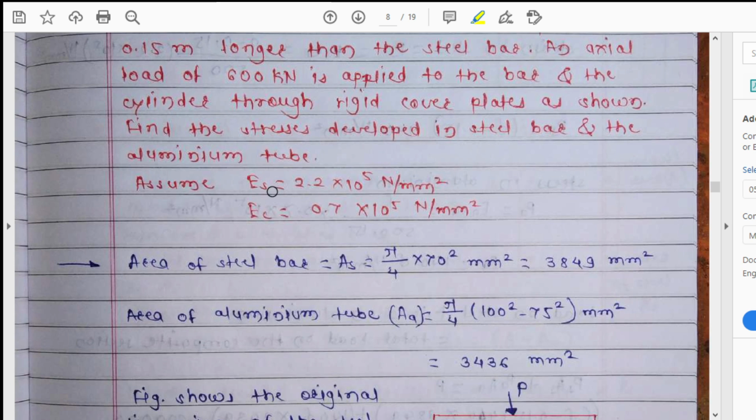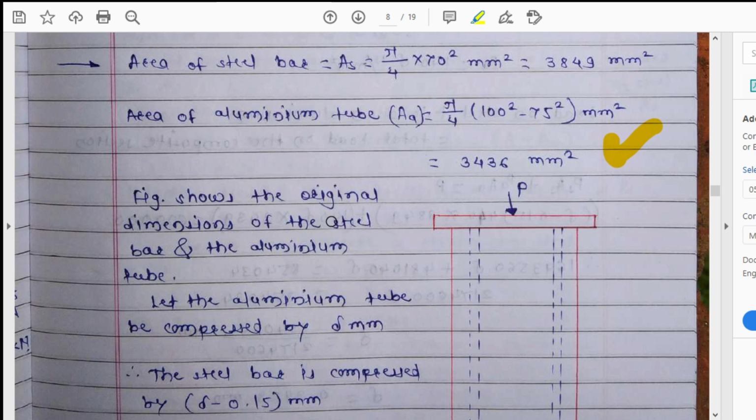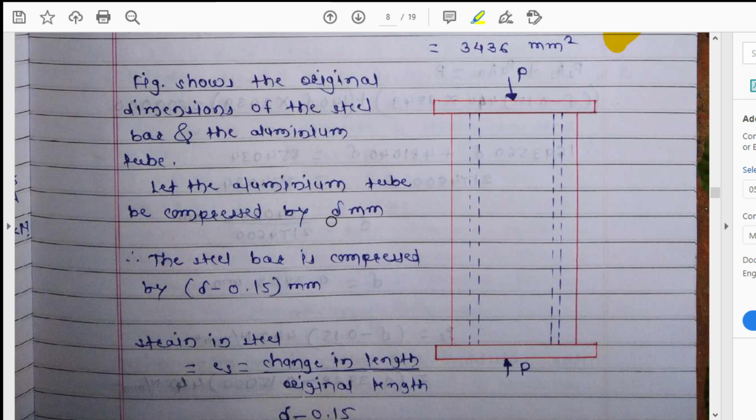They have given Young's modulus for steel and aluminum as 2.2 and 2.7 into 10 raised to 5 newtons per mm square. As usual, we have to first find out the area of steel as AS, pi by 4 into the diameter squared, and the area of the aluminum tube as this. Now this figure shows the original dimensions of the steel bar and the aluminum tube. Now let the aluminum tube be compressed by delta mm.